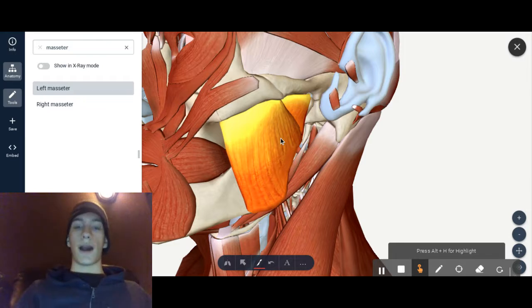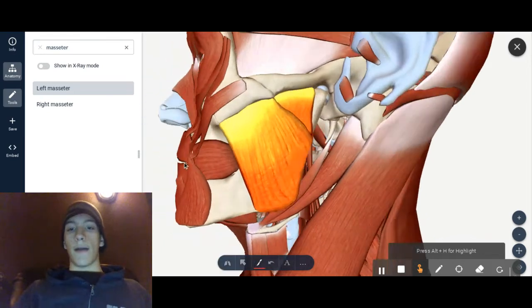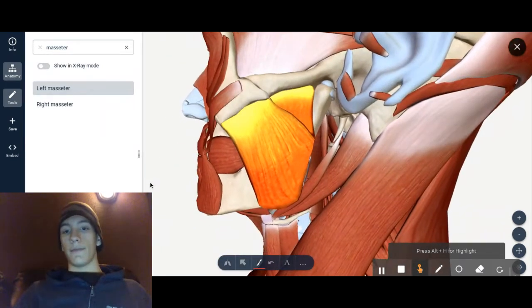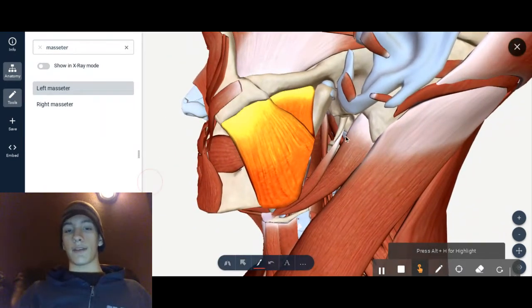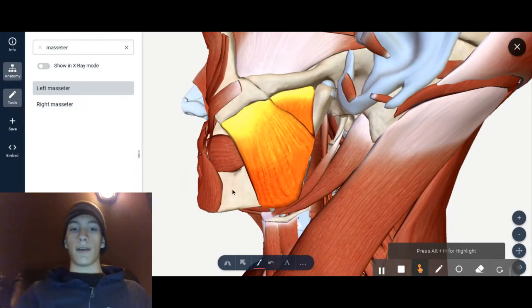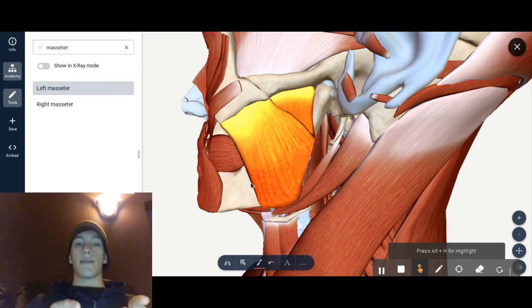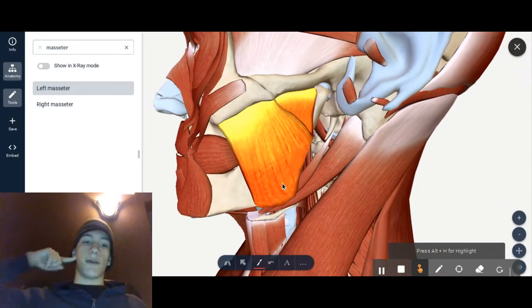If you remember from my skeletal anatomy video, the mandible is composed of the mental part and the ramus. So that's the masseter. You should totally be able to identify it just by... Oh, there's my masseter.